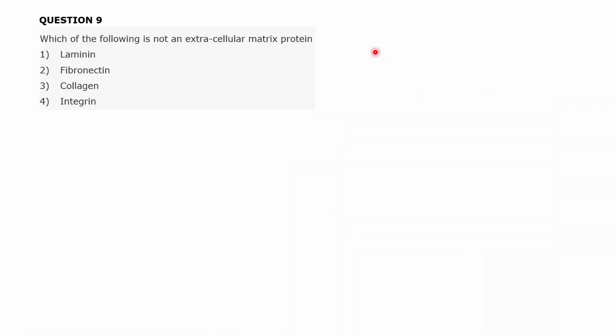Okay, so I will move on to the next question. Coming to question number 9: which of the following is not an extracellular matrix protein? The first option is laminin, next is fibronectin, collagen, or integrin. Which might be the answer? Okay, I am getting option number 4. Does anyone have any other option in mind?